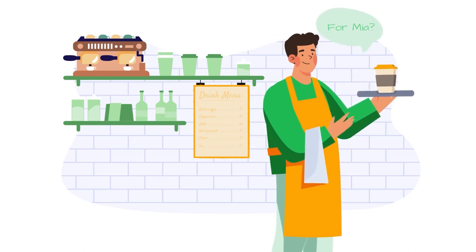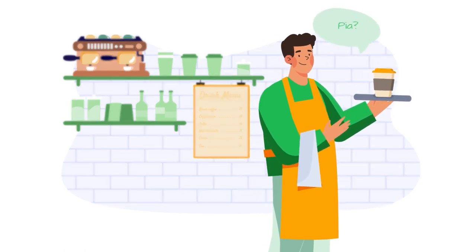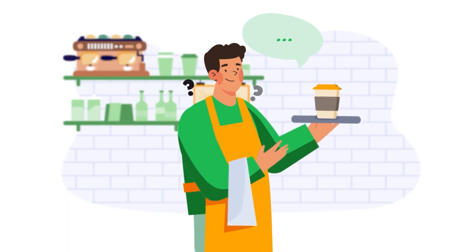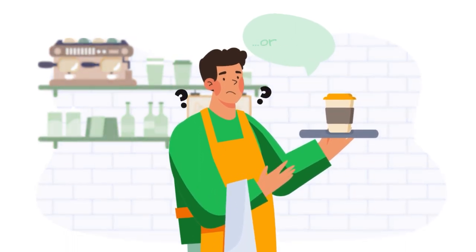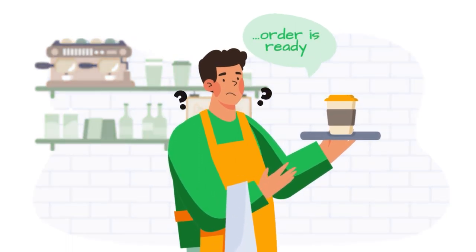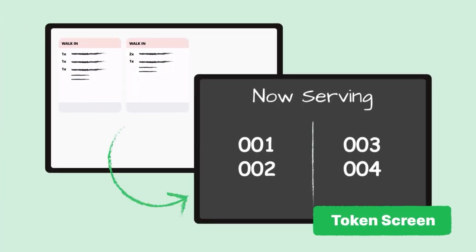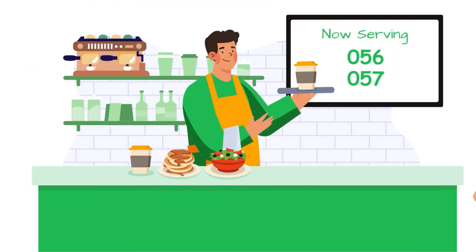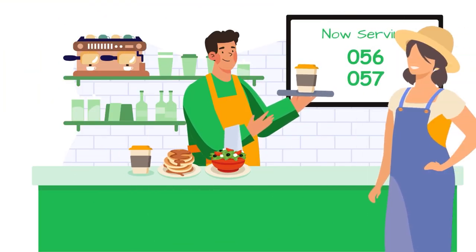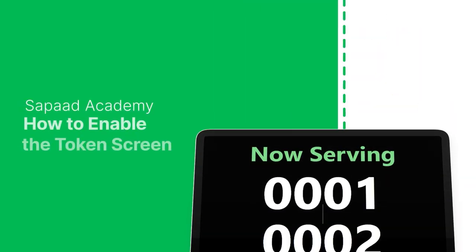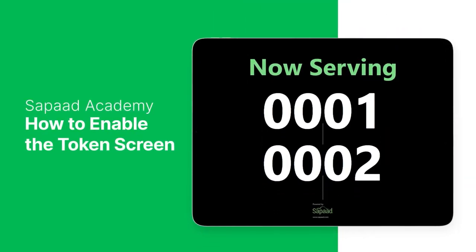Mispronouncing customers' names is one of the problems you may encounter when you solely rely on verbal communication to alert customers or servers that an order is ready. With Sapaad POS and KDS, you can use a token screen to display the order numbers of every order that's ready for serving. No need to yell or frantically ring bells anymore. In this video, we'll learn how to enable the token screen from Sapaad POS.